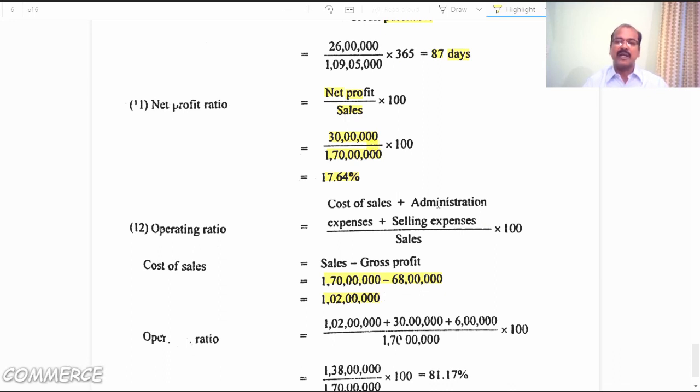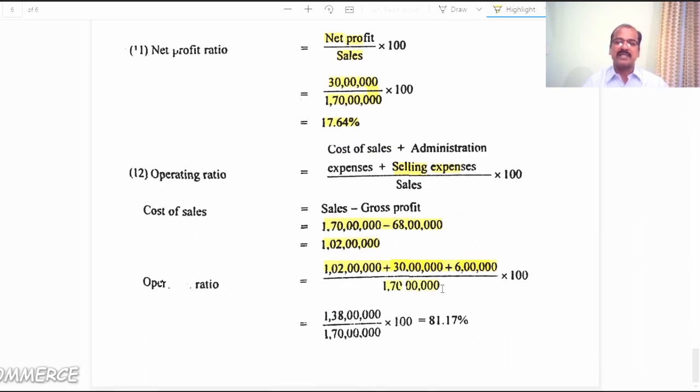What about the other operating expenses like administration expenses 30 lakh rupees, selling expenses 6 lakh rupees. What about the denominator? It is net sales. That's nothing but 1 crore and 70 lakhs into 100. It gives you the answer of 81.17%. This is the operating ratio. Therefore, the operating profit ratio is nothing but 100 minus 81.17%. If it is asked to be calculated, you can answer it this way.